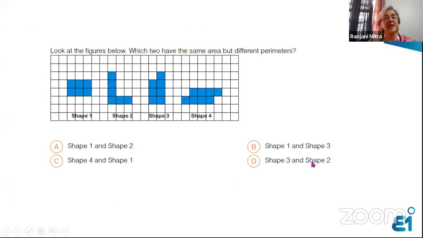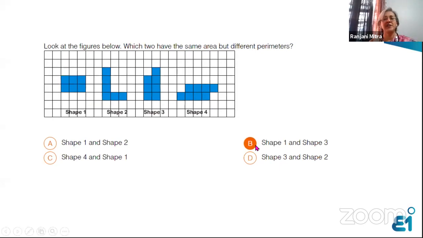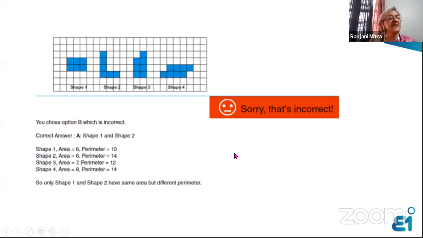Okay, now I move on to the next question, which combines the concepts of area and perimeter. It says, look at the figures below, which two have the same area but different perimeter? Of course I think it's 1 and 3, Ranjini. Anita, maybe at one glance it looks like that, and yes, students might make that mistake, but let's see what happens if I select that. Mindspark says, no, it is incorrect because you have not calculated the area and perimeter. It's shape 1 and 2, even if they look so different.